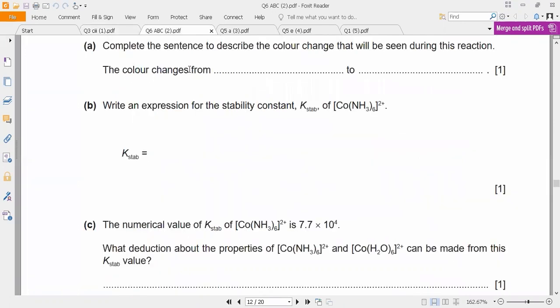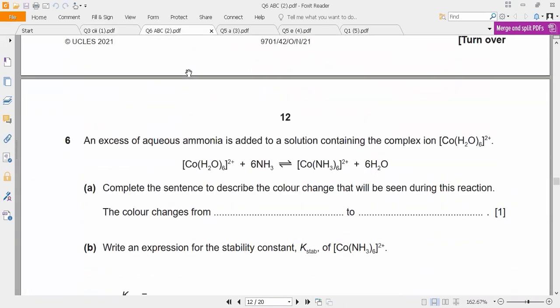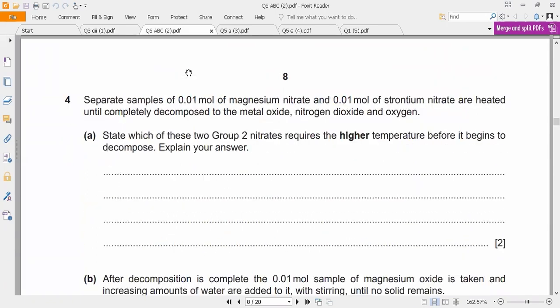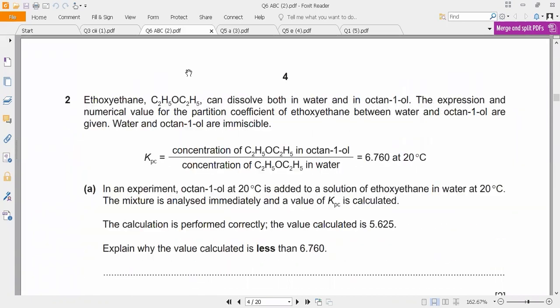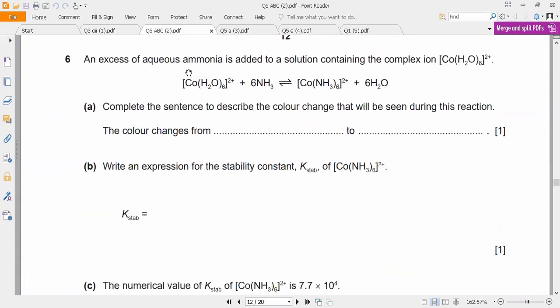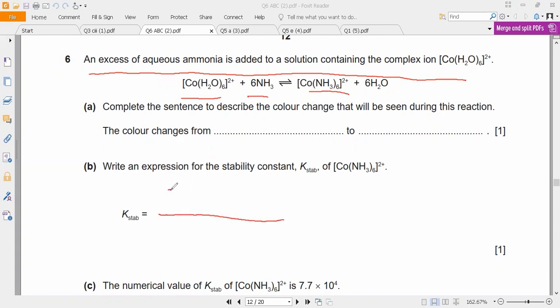Let's move to a different paper. What is this? This is 2021, October/November. Let's see the question. Excess aqueous ammonia is added to a solution containing this complex. So we have this complex, we are adding 6 NH3, we get this. Write the expression. Guys, this is one of the most common questions and the easiest questions actually.